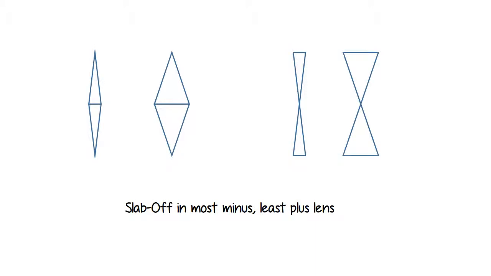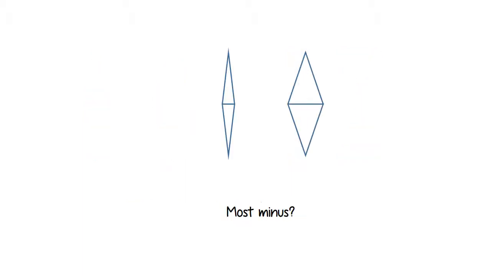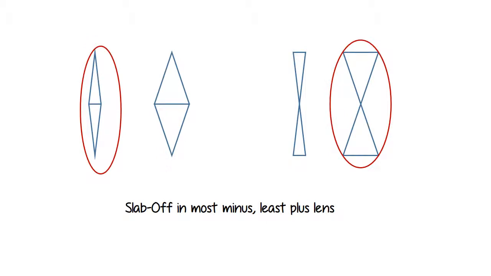And slab off is put on the one lens of the two that is the most minus or the least plus, which, try to think of those as the same thing, the most minus and the least plus. In other words, which one of these two lenses is the most minus? It's going to be the one that's the least plus. So of these two sets of lenses, the lenses that are circled would be the ones that get the slab off.